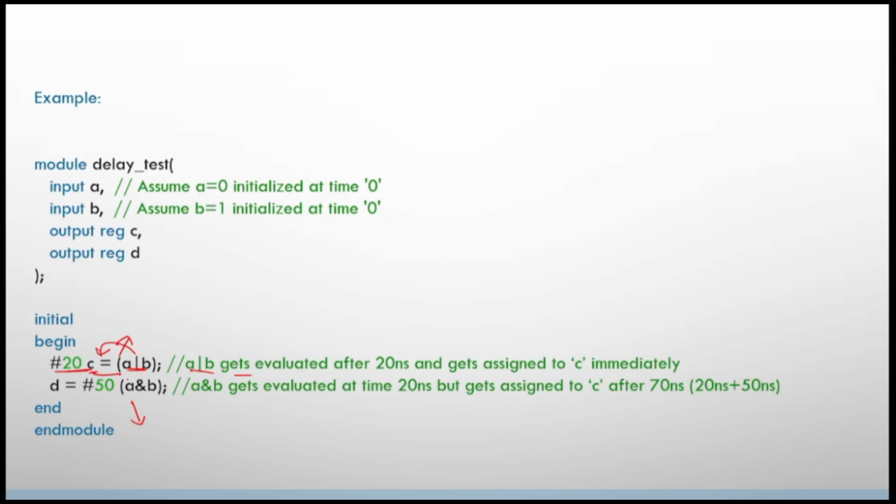In the case of intra-assignment delay, the execution is done, the expression gets evaluated at the time before, and since it has 20 nanoseconds, at that particular time the execution happens, but the assignment takes 50 time units of delay. That means 50 plus 20, 70 time units of delay for assigning some value. That is the difference between intra-assignment delay and delayed assignment.